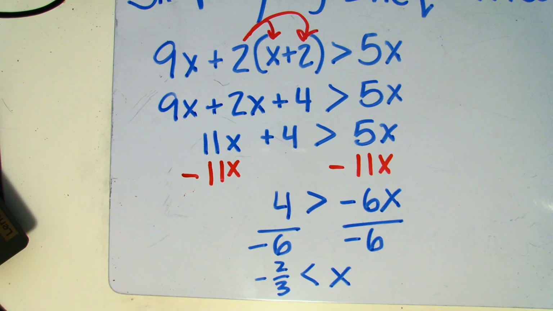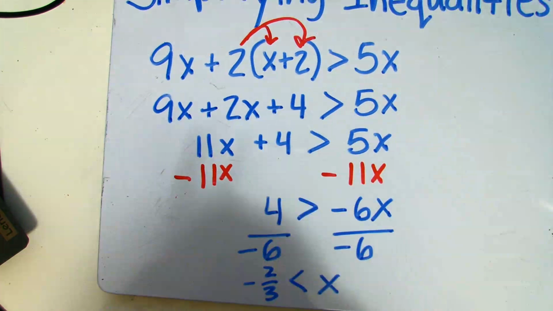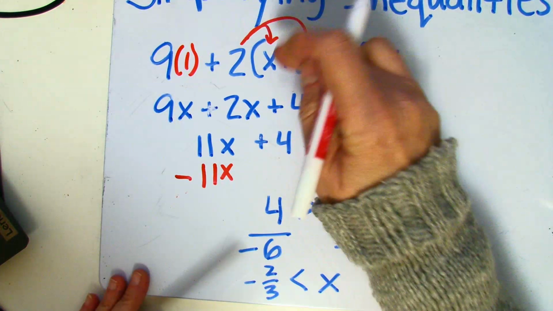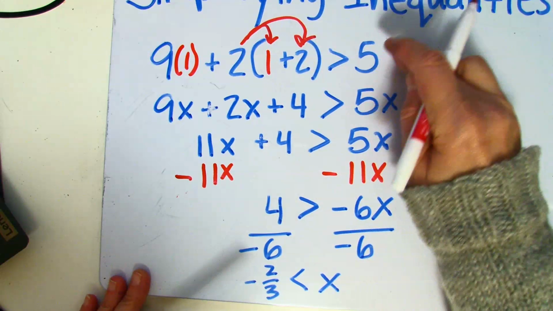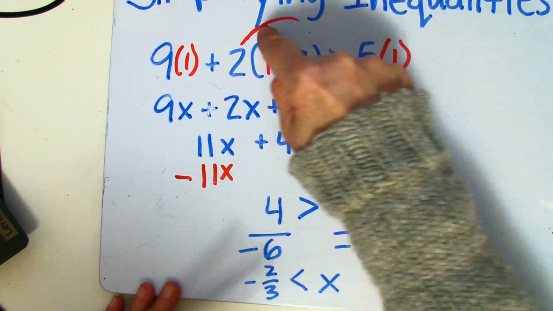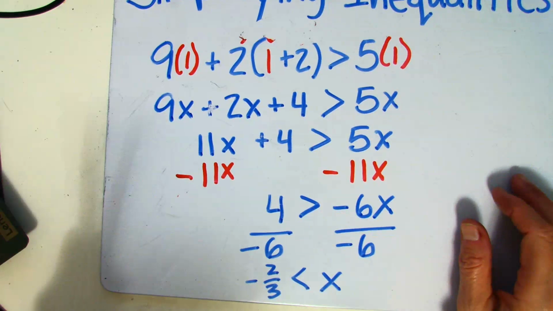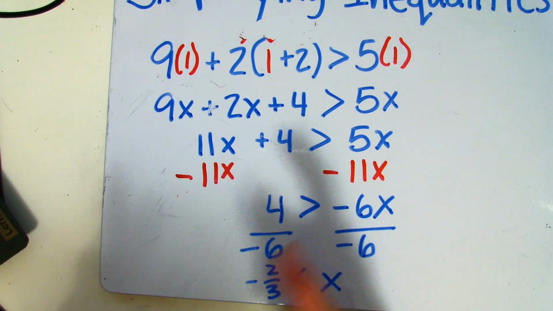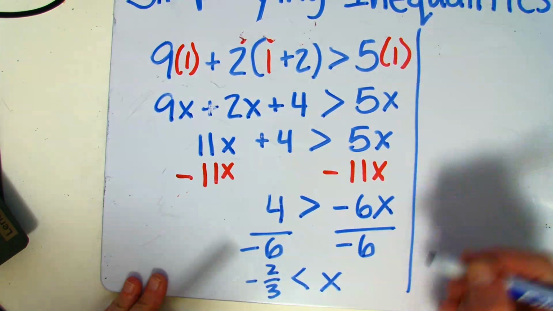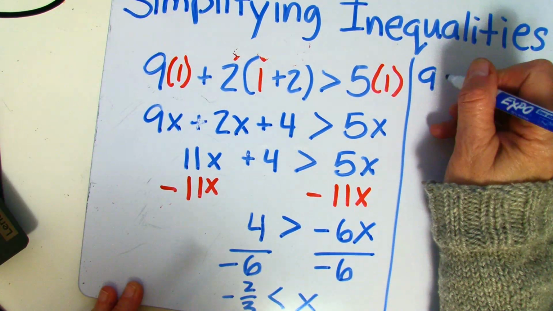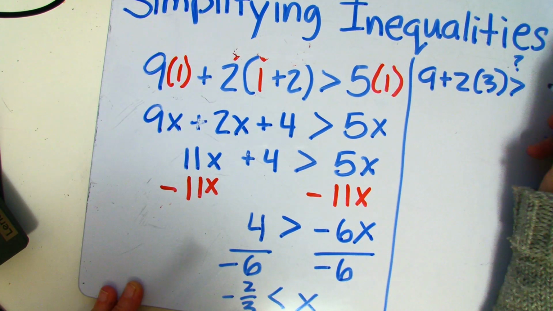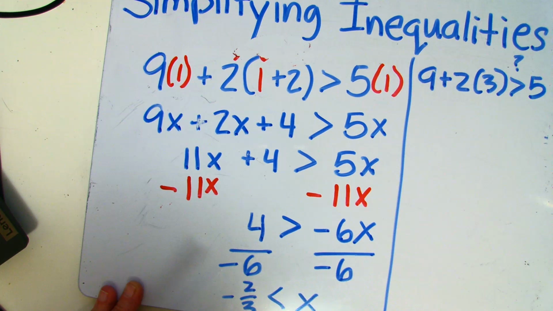And so if I plug in that amount, and I'll go ahead and do that here, I'm going to go times 1, 1 times 1. Now, when I'm checking, I'm going to apply order of operations. I have 2 plus 1 is 3. So I'm going to have 9 plus 2 times 3. Is that greater than 5?